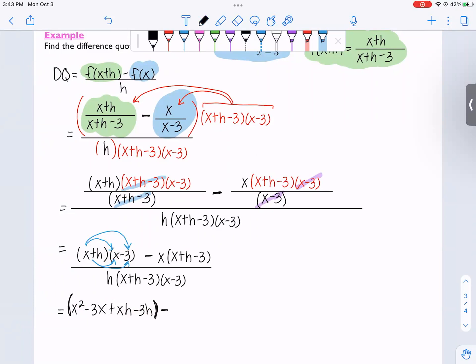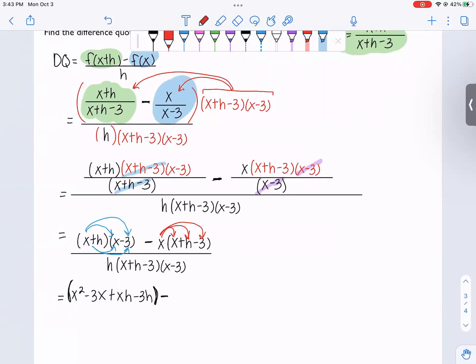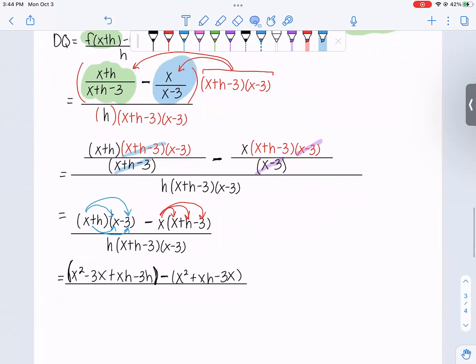Minus, I'm distributing this x to everybody. So I have x squared plus xh minus 3x. I could have distributed the negative while I was at it. That would have made my life a lot easier, but I didn't. So we'll do it on our next step. Leave the denominator the same.